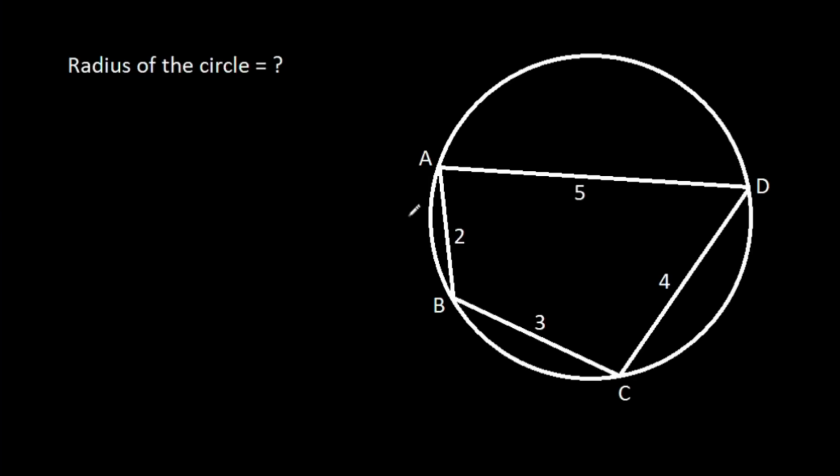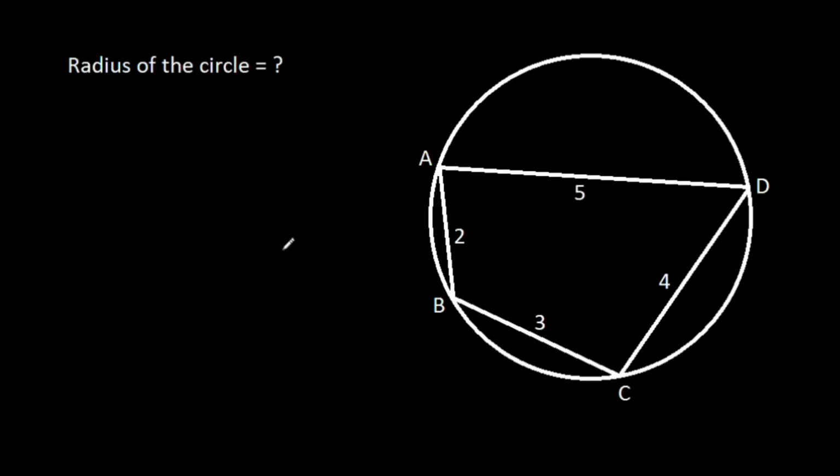In this video, we have been given that AB is 2, BC is 3, CD is 4 and AD is 5. Then we have to find the radius of the circle.